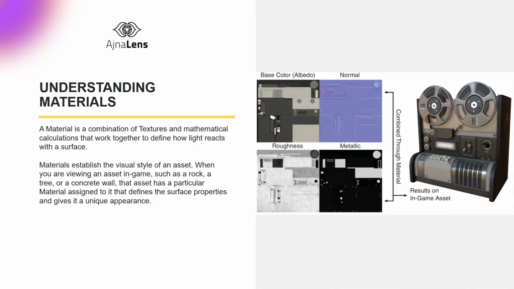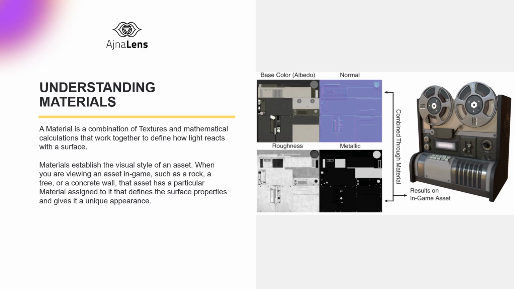It is a combination of the textures and mathematical calculations that work together to define how the light reacts with the surface. So basically, materials are made of the textures, and the textures in the sense the 2D images. A texture can be an image of a brick wall, or it can be an image of a wood surface. That image is basically a PNG or JPEG image.